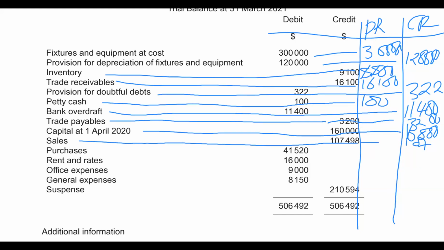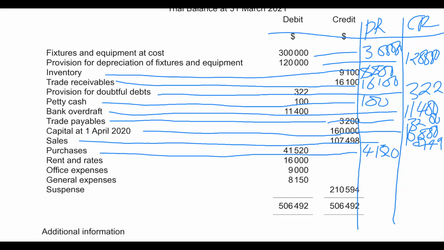107,498, you can just finish it up. Let's come now to the purchases, 41,520. With the purchases, do they have the debit entry or the credit entry? Debit. Okay, so the purchases have the debit entry, 41,520. Okay, that's for the purchases.